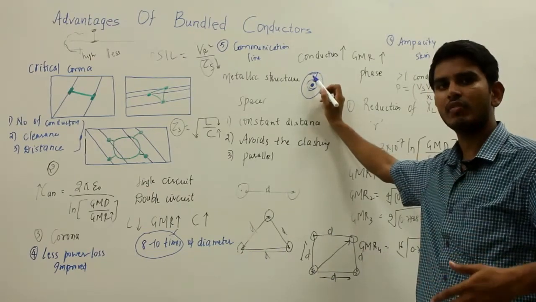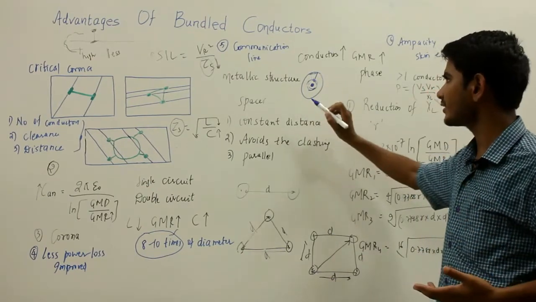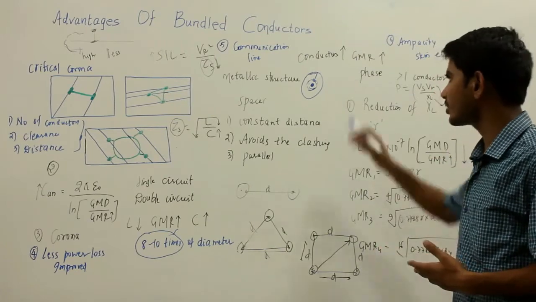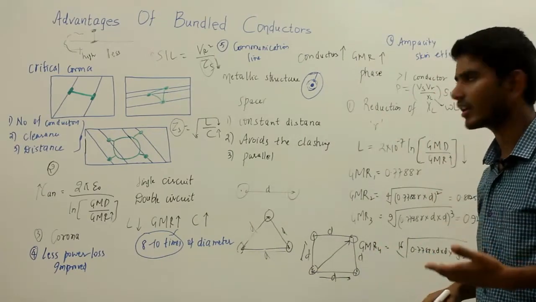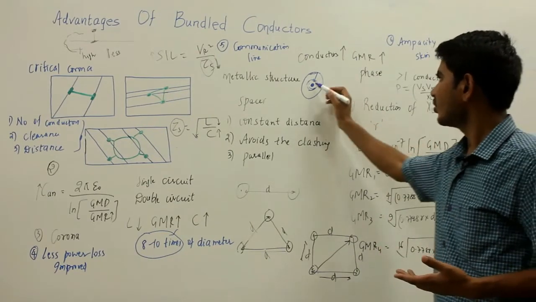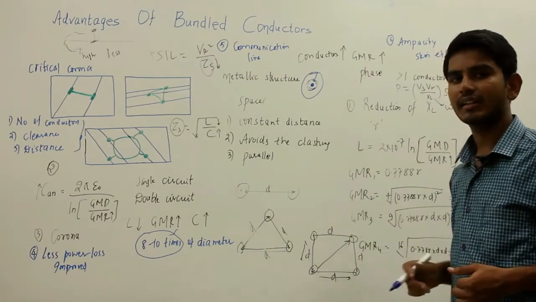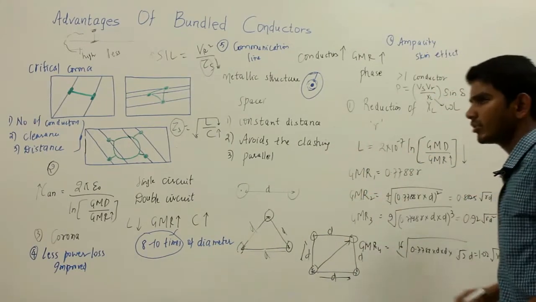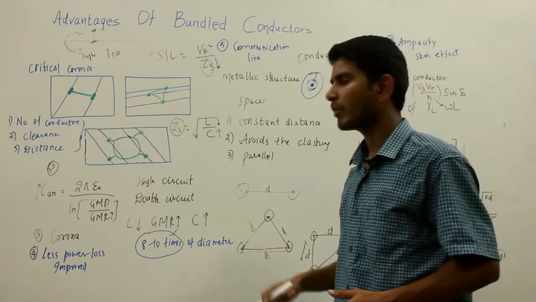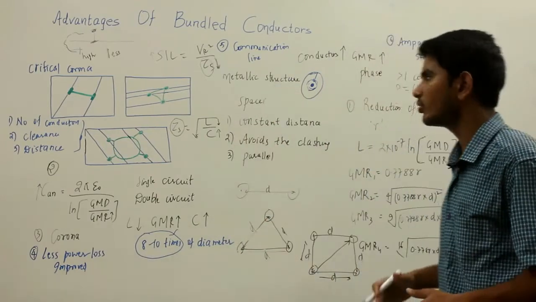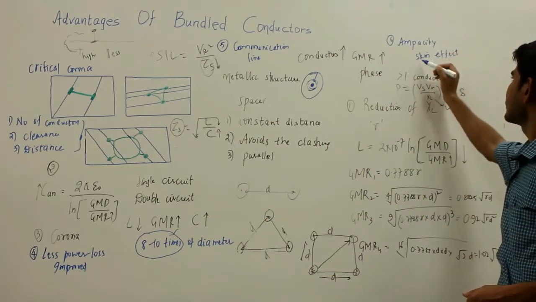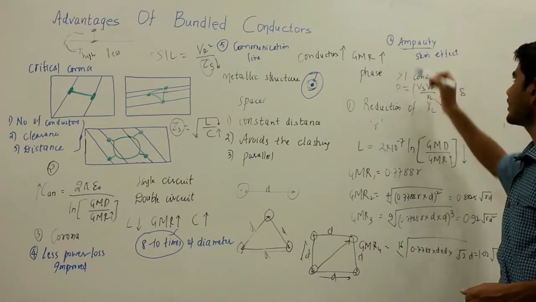That is unequal distribution of current in a conductor. And this unequal distribution, due to the effective increase in the resistance of the conductor, results in low current carrying capacity of the conductor. But when you employ 2 or 3 or 4 conductors per phase, that is the bundle conductor, you can increase the ampacity or the current carrying capacity.